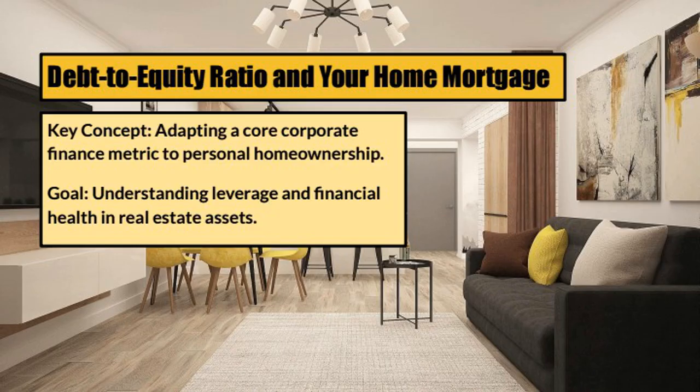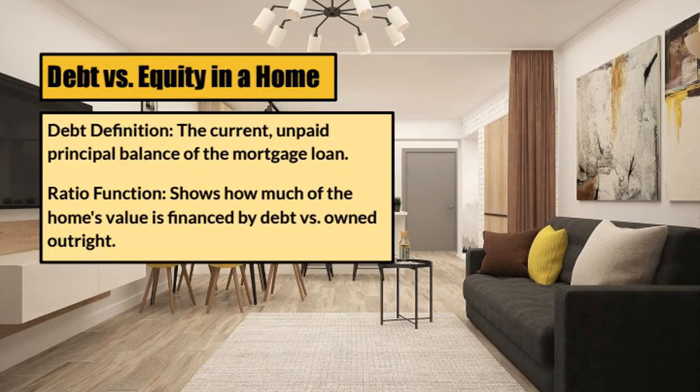When assessing a homeowner's financial health regarding their property, the debt-to-equity ratio is adapted to compare the outstanding mortgage debt, the liability, against the homeowner's equity in the property, the asset's value minus the debt. This ratio provides a quick snapshot of how much of the home's current market value is financed by debt versus how much the owner actually owns free and clear. A higher ratio indicates higher leverage and potentially greater risk for both the lender and the homeowner if property values decline. For a homeowner, the debt component of this adapted ratio is straightforward.